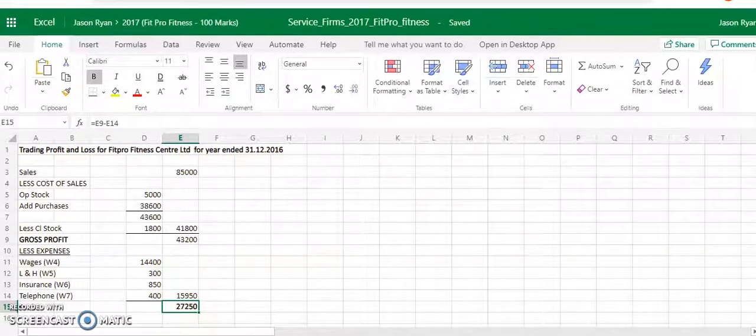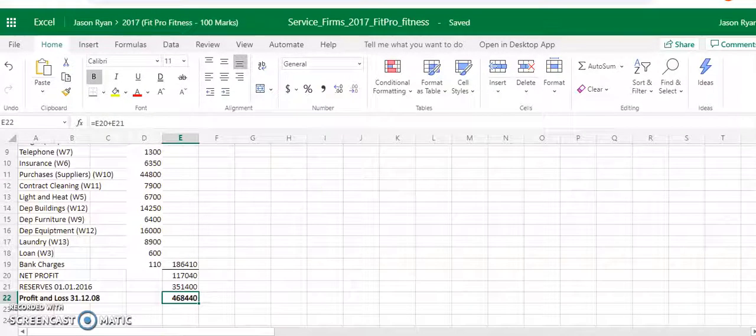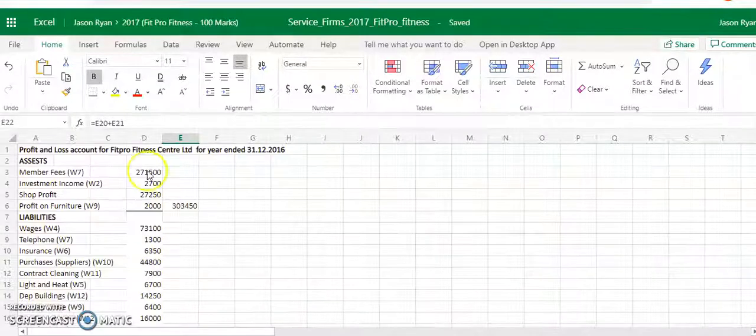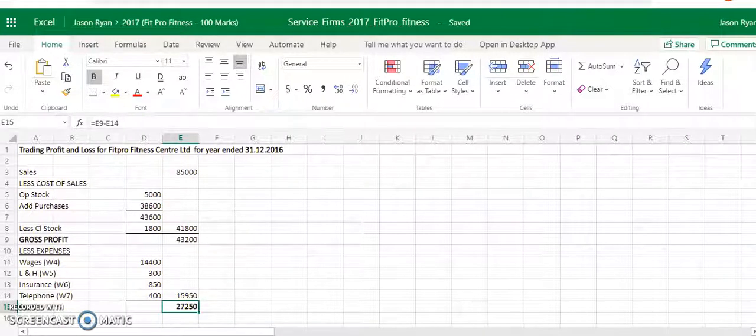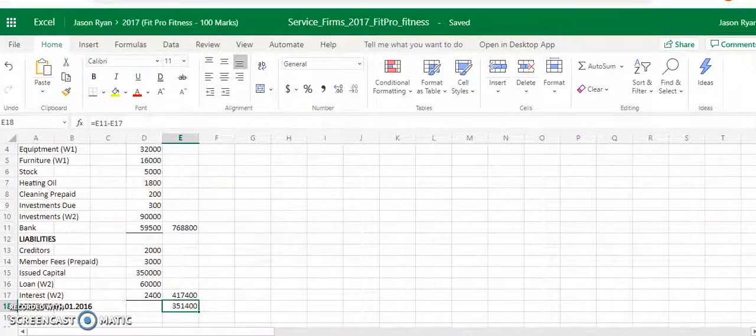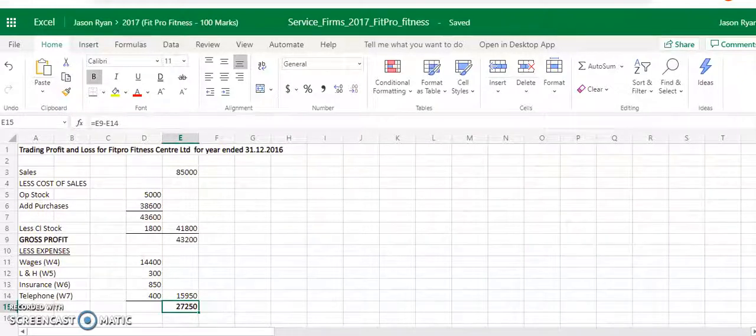And remember, that profit then will go into your profit and loss account when we come to do it as part C. We see shop profit there. And that's how you answer the second part, which is the profit and loss account for your shop. So this part down here you would have done for your club account. You're just putting your expenses in for the service firms.